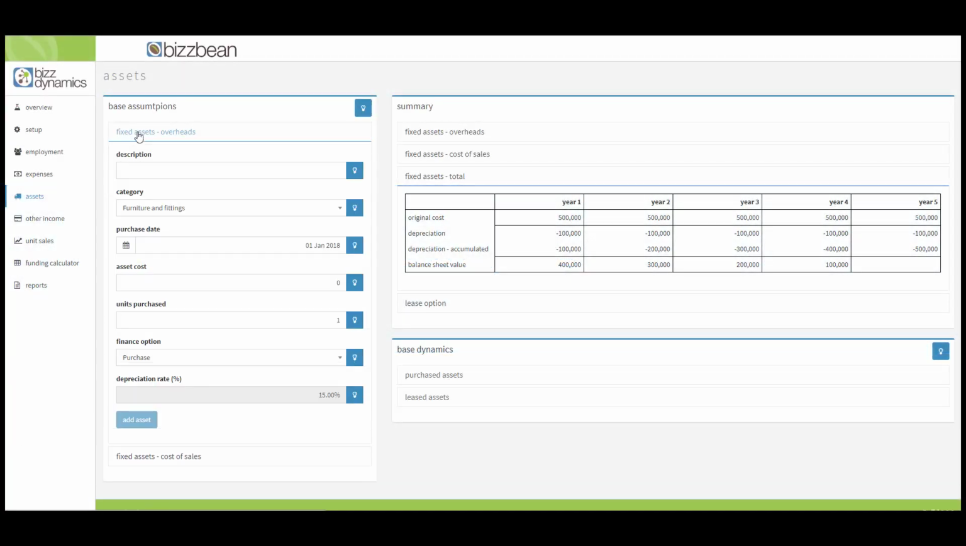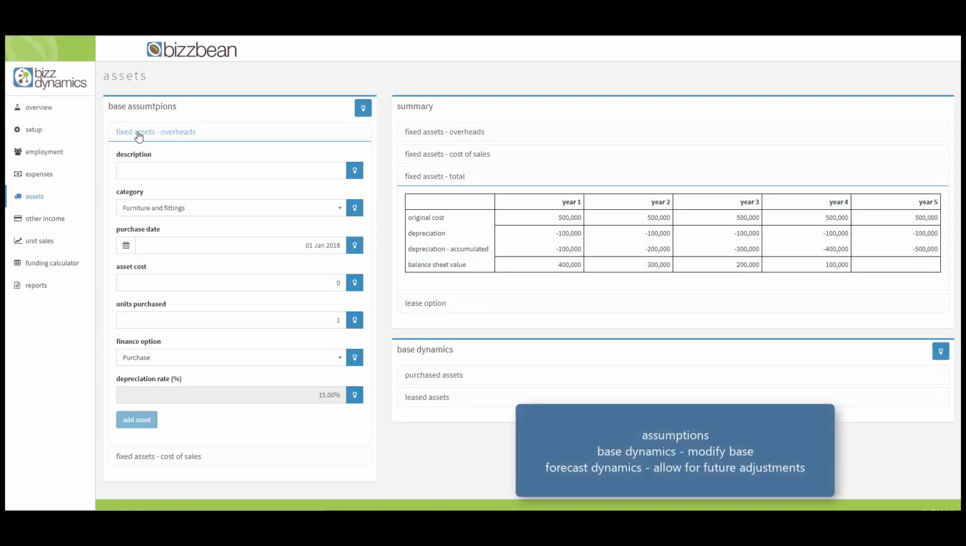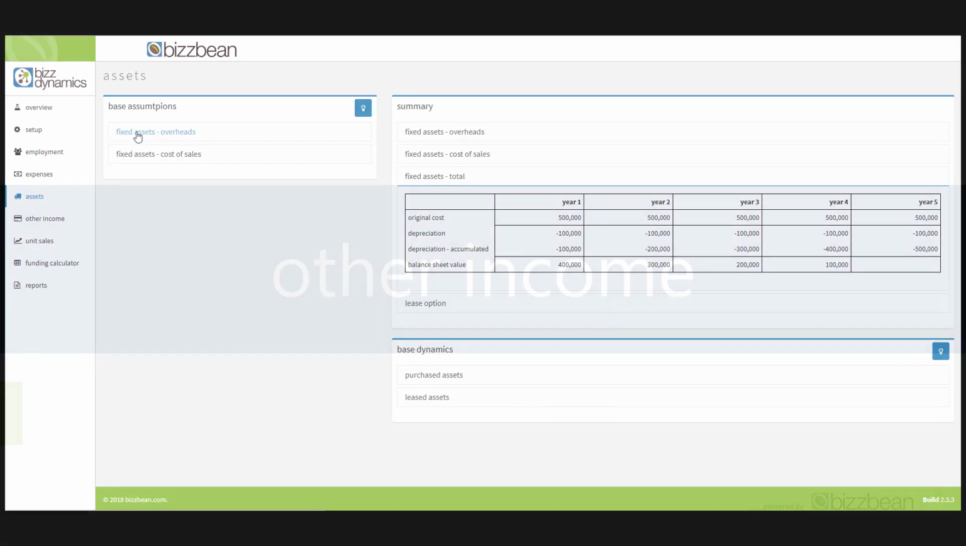The assets step requires that the fixed assets are categorized for depreciation rate purposes. They must be allocated to a cost center, and it also provides an option for leased assets.